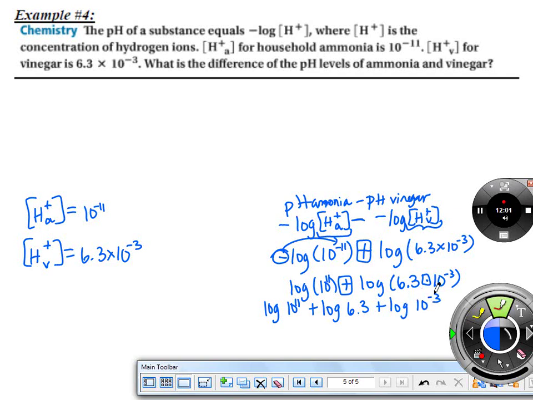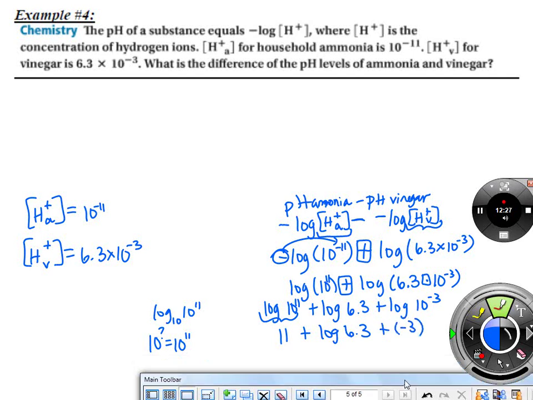So why did I choose to expand it out? These logs don't have the base written, which remember means they are the common log, which means they have base 10. So right here, what is log base 10 of 10 to the 11th power? Remember what that's asking you: 10 to what power equals 10 to the 11th power? The answer there is 11. And by that same logic, the answer here is negative 3. So I can add 11 and negative 3 and get 8.